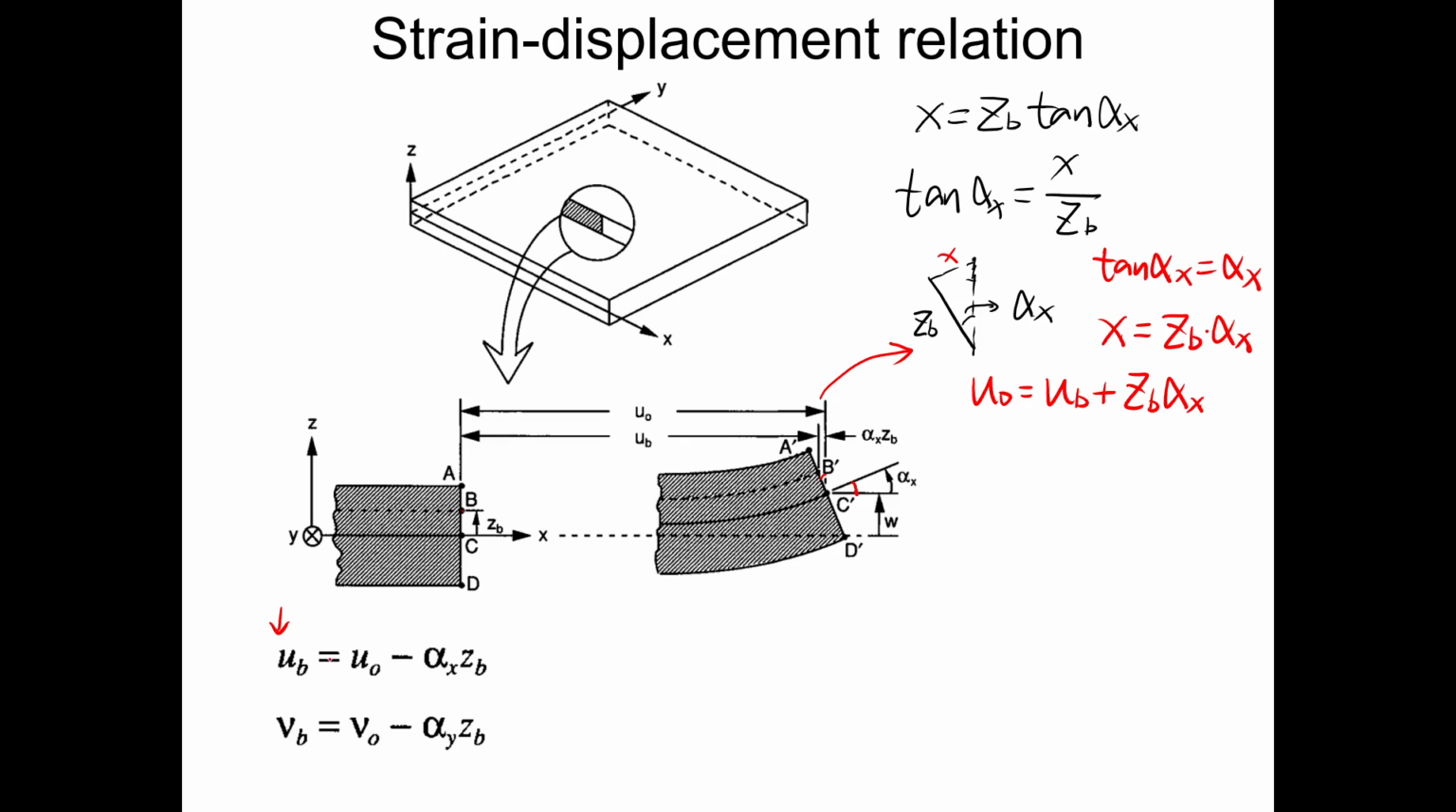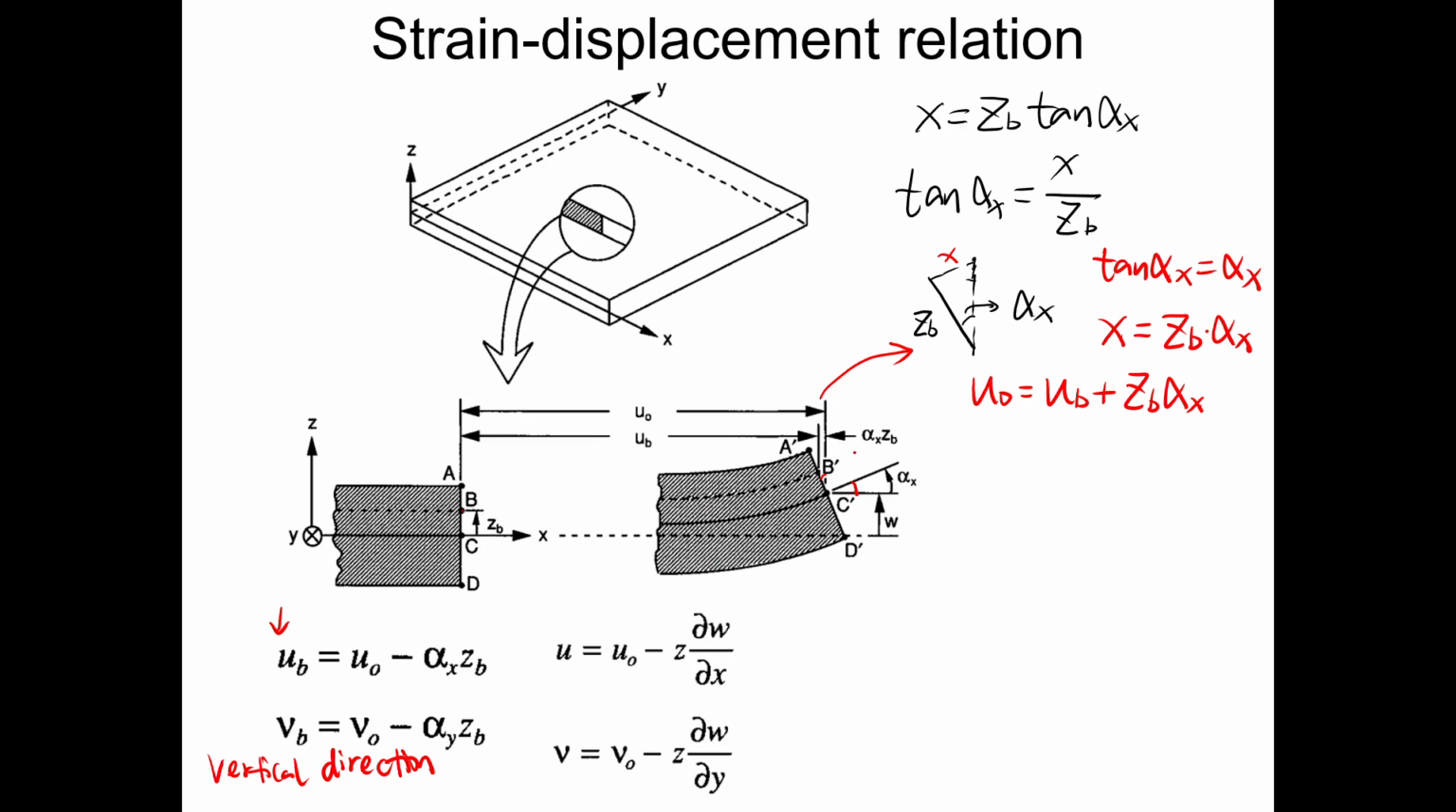And similarly in the other direction, vb will be equal to v0 minus alpha y times zb. Okay, now the question is how we are going to use these equations. vb is essentially the vertical direction. I will leave to you to derive these equations. Now I just wanted to find out how we can use that.